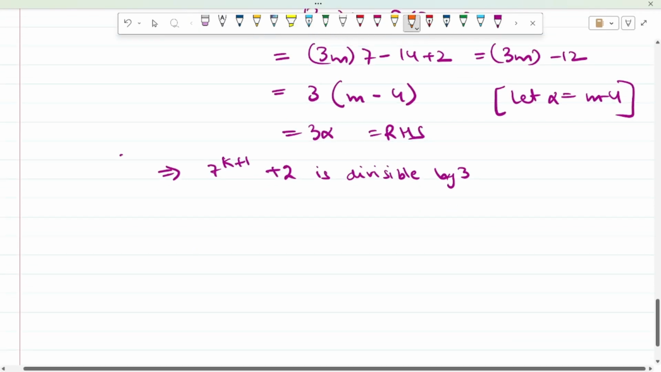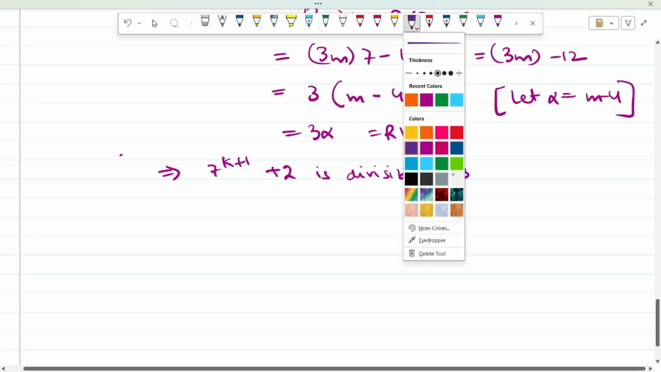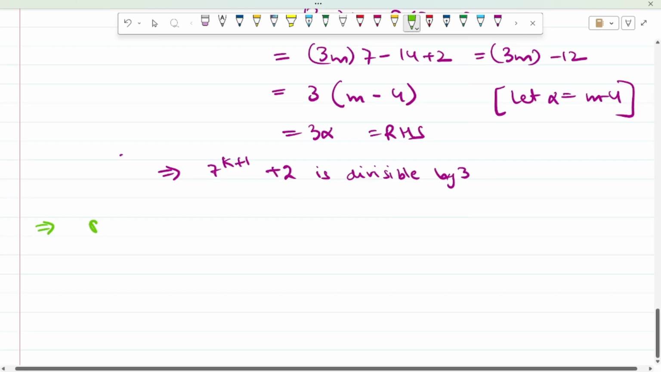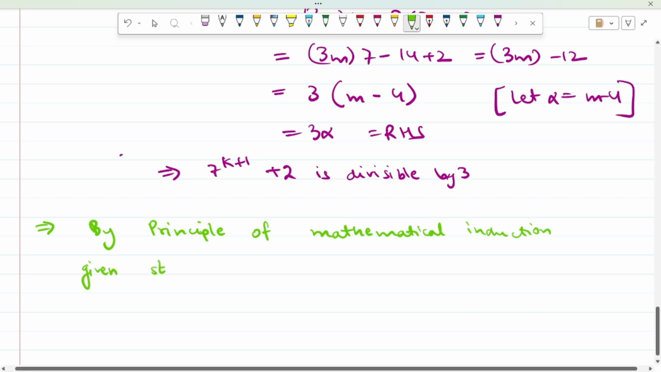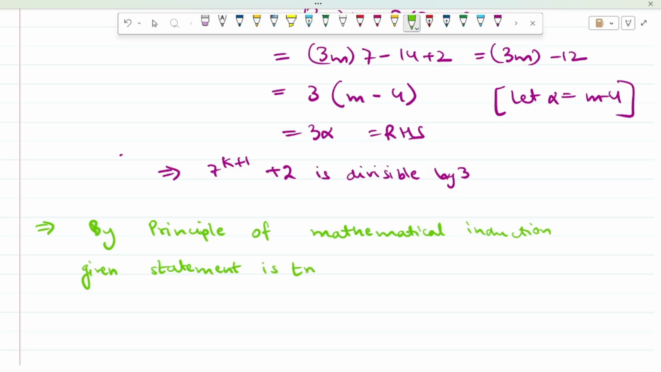So let's say this gives us, by the principle of mathematical induction, the given statement is true for all positive integers.